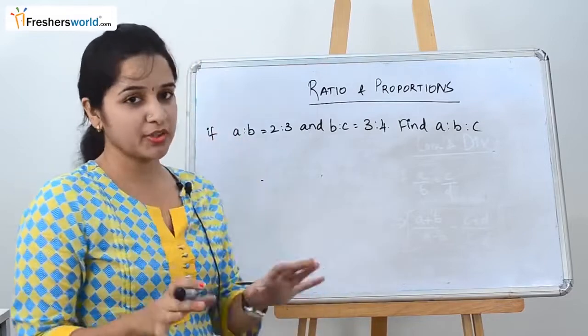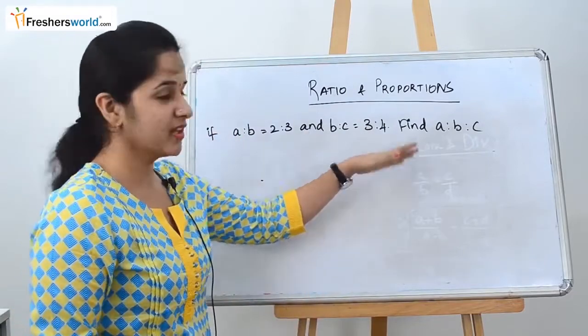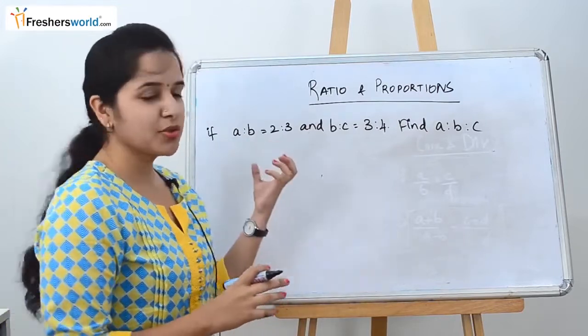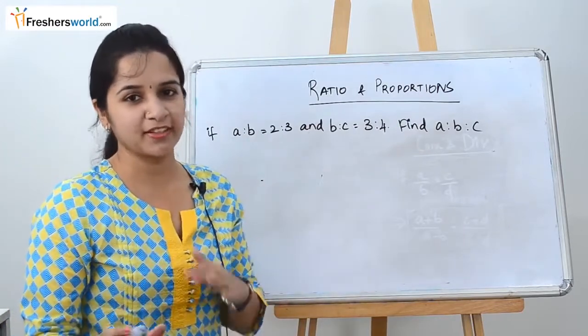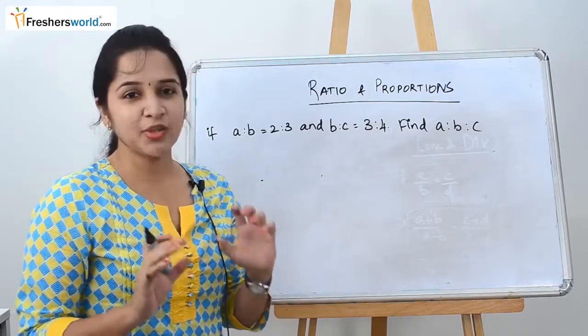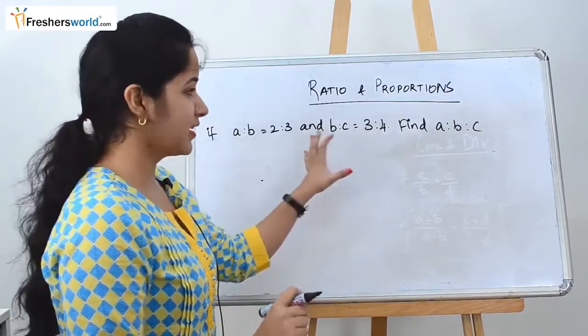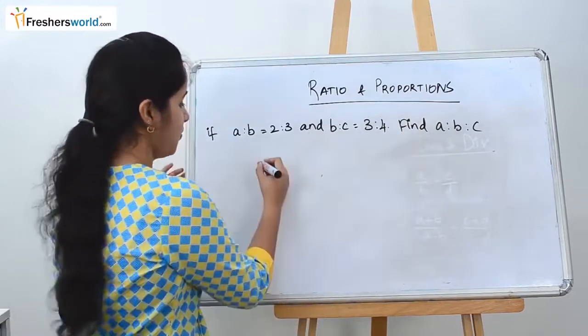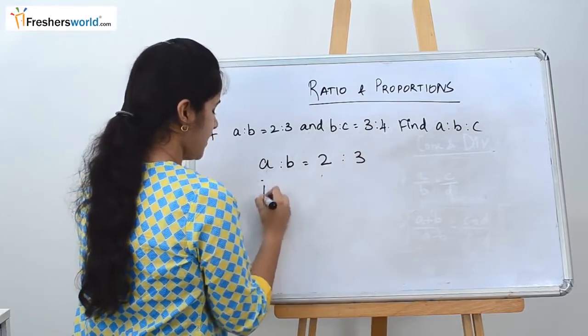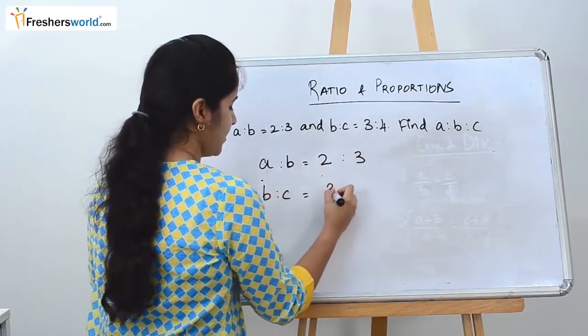Where they will give you a ratio of A is to B and B is to C, and they will ask you to find A is to B is to C. There will be a lot of sums where they will ask you to find the highest common factor and multiply it on both sides. It's all very confusing at a point. So I will tell you an easy way in which you can find A is to B is to C. What they have given: A is to B is 2 is to 3, B is to C is 3 is to 4.